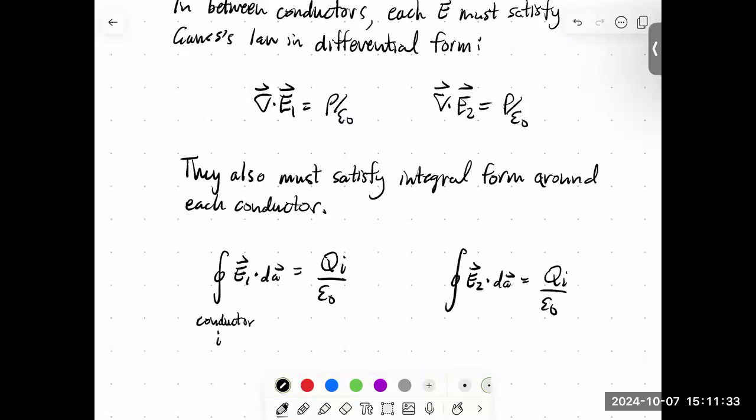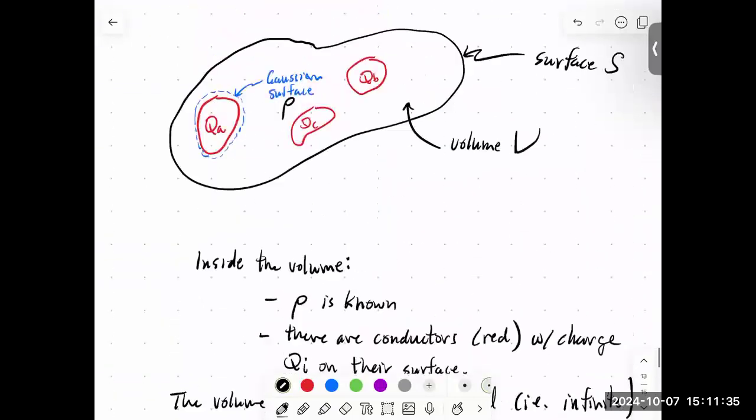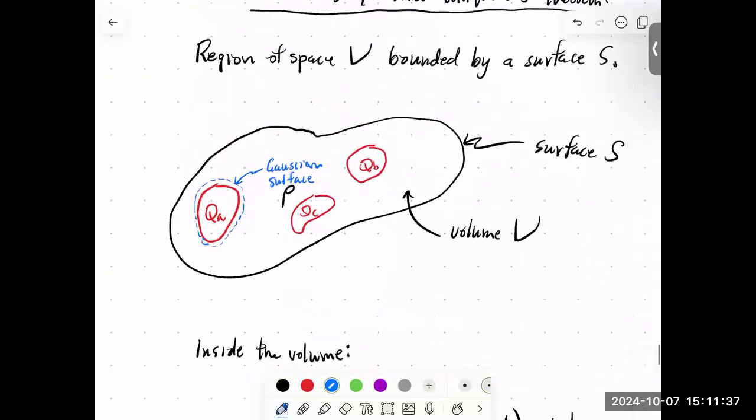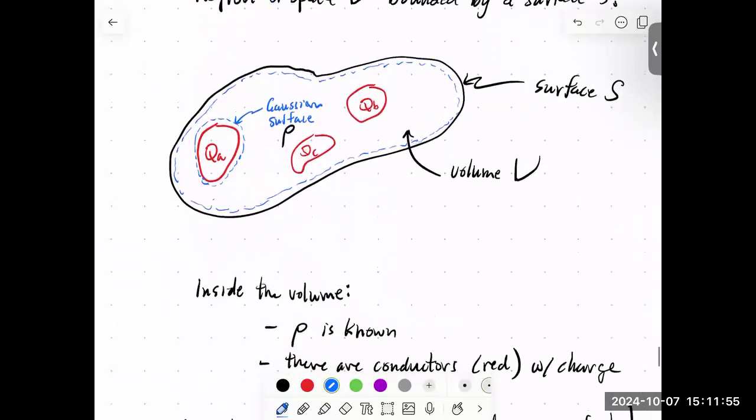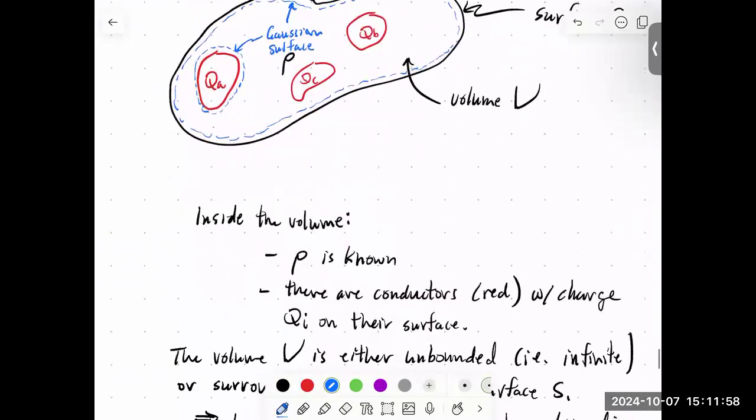We can take another Gaussian surface and we can place it just inside the conductor that encloses the entire volume. Or if we want, this could be out at infinity. Okay, so here's another Gaussian surface.